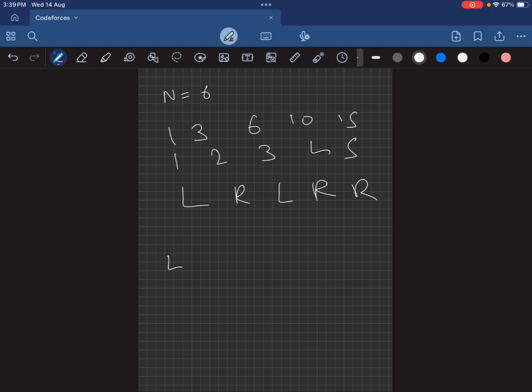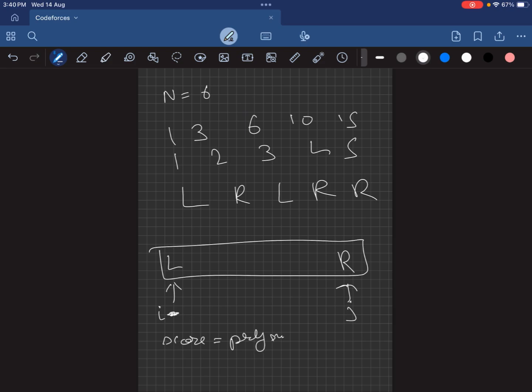Whenever we come across L and R, if I is at some position and J is at some position, which are our 2 pointers, we increase our score by the sum between these two, which we can find by doing prefix sum of J minus prefix sum of I minus 1. We can do this. Okay, what else can we do?